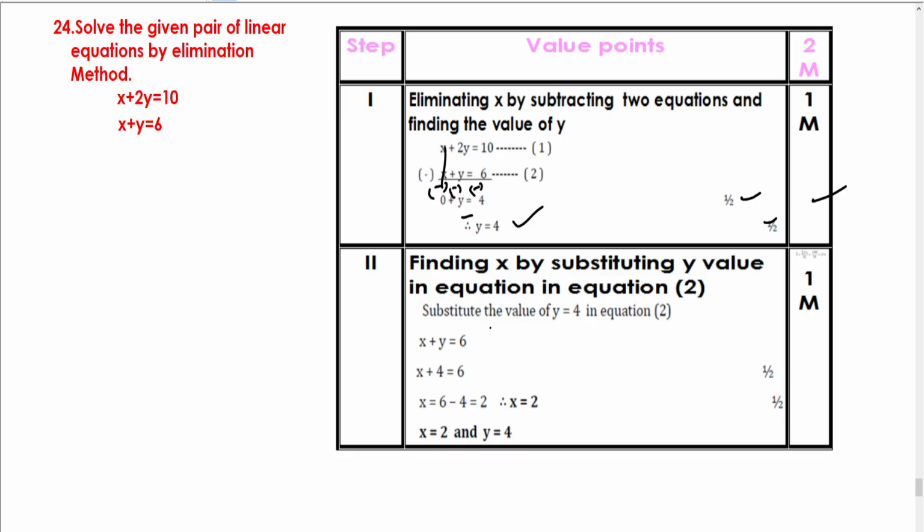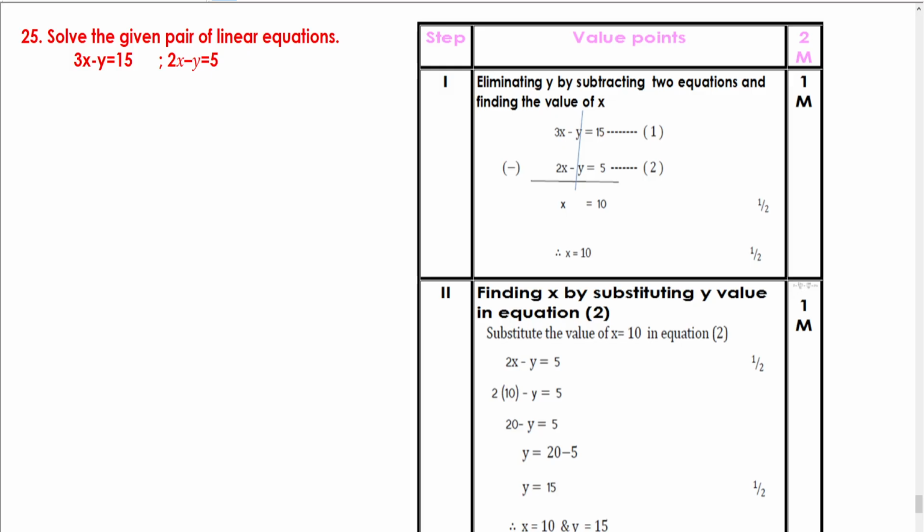Now substitute the value of y in equation number 2. x plus y is 6. y you got as 4. Carefully take 4 to the right. Plus 4, when it crosses the equality sign, becomes a minus 4. 6 minus 4 is 2. The value of x is 2, y is 4. For writing the solution, you will get full marks.